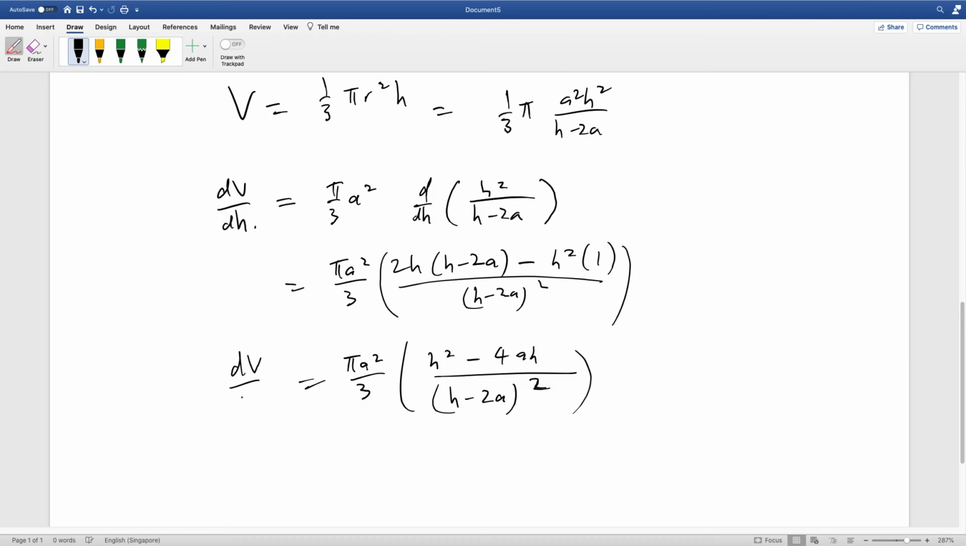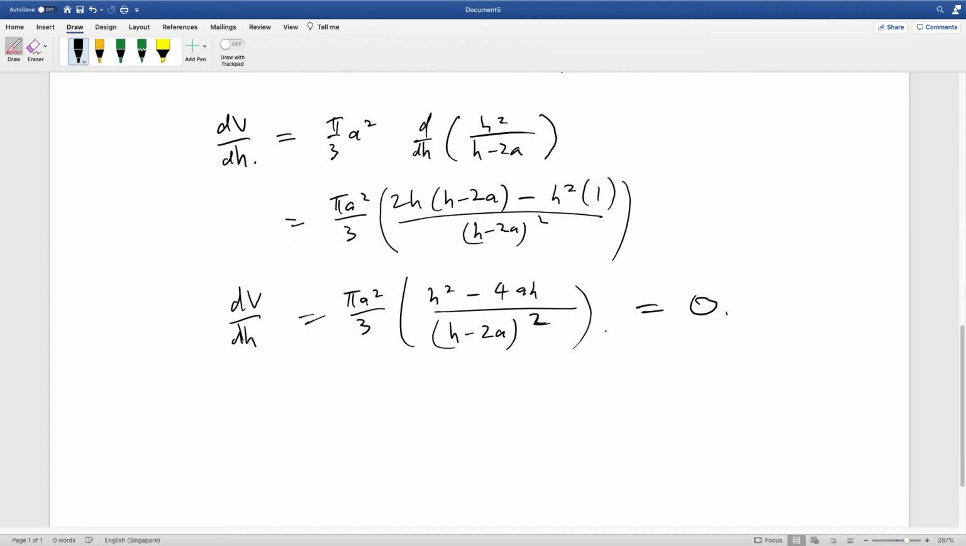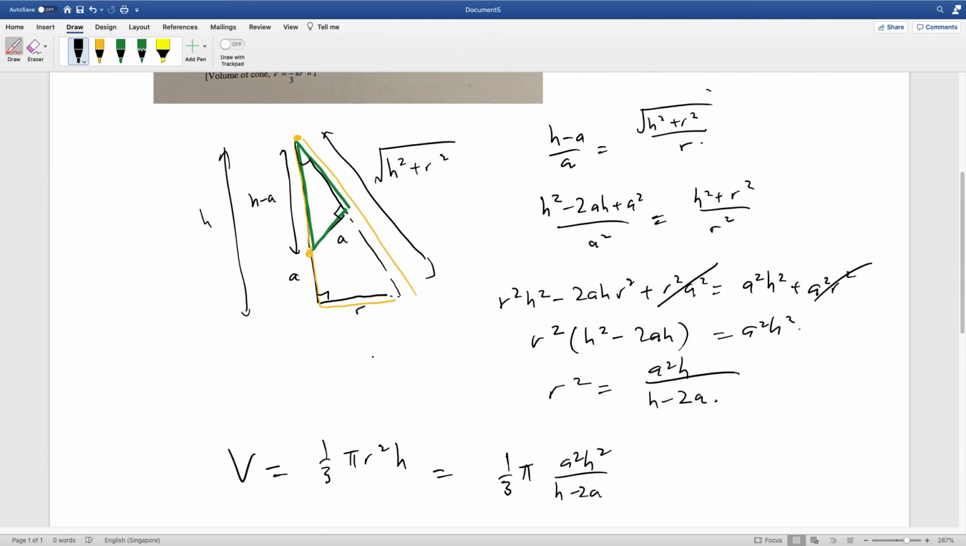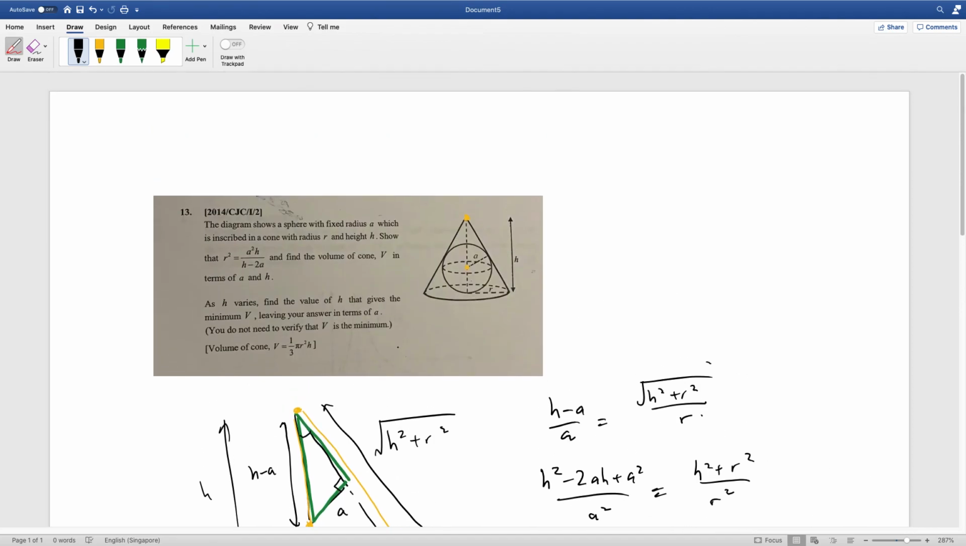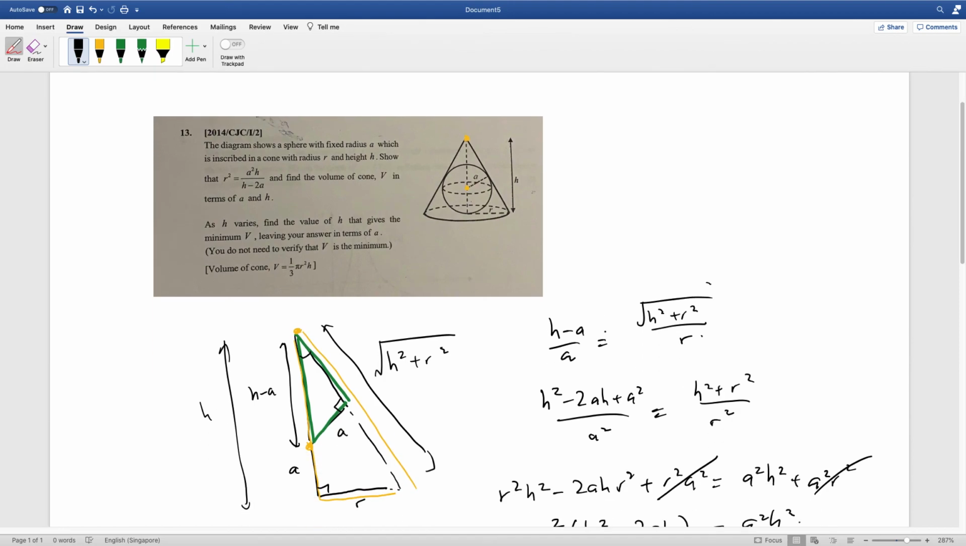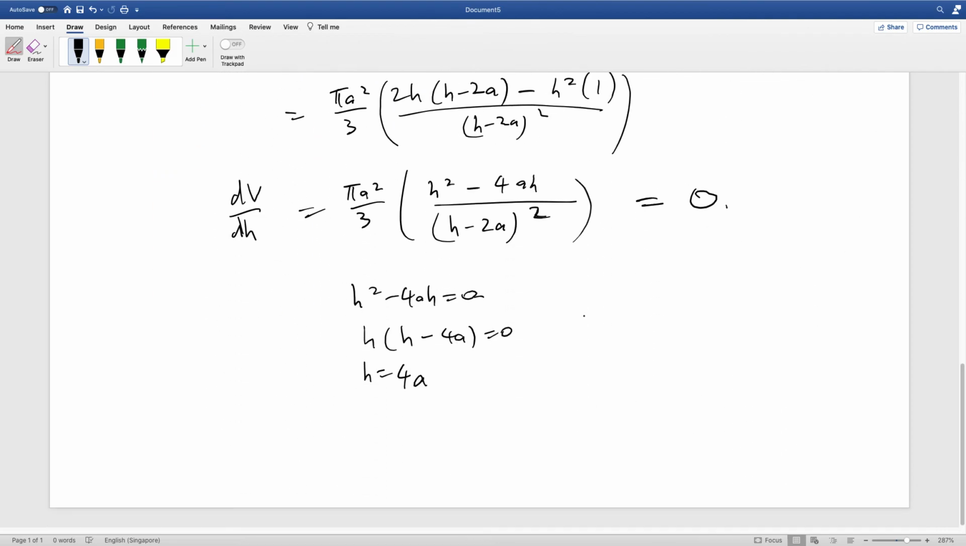So dV over dH is this thing, and if we set it equal to 0, we want the numerator to be 0. So H squared minus 4AH equals 0, so H equals 4A, or H equals 0. But in the case where H equals 0, you have a 0 volume, so I don't think we consider that. So the answer should be H equals 4A. Thank you.